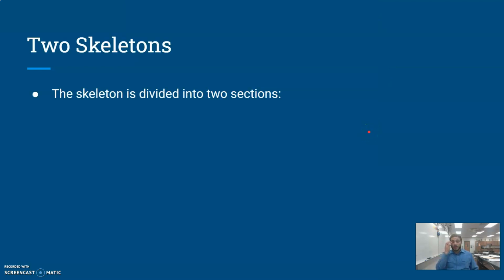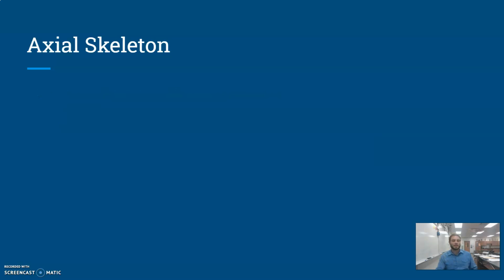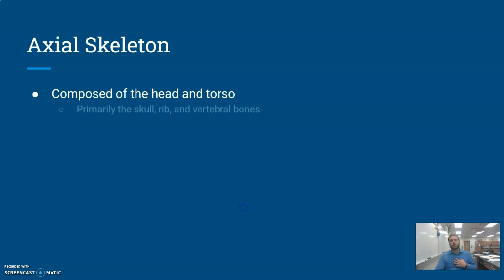So when we talk about your skeleton, especially in this class, we're going to talk about it in terms of the two divisions of your skeleton that you have. You have the axial skeleton and the appendicular skeleton. The axial skeleton is going to be your head and torso. You think it's going to be a lot of stuff on the middle axis of your body. So it's going to be all of your head bones as well as things like your ribs and your spine. The axial skeleton is going to have about 80 of your bones in total.